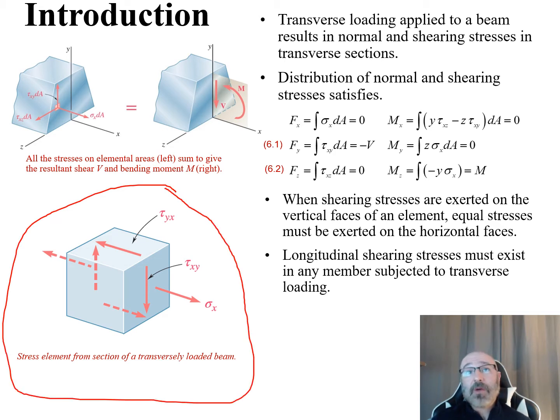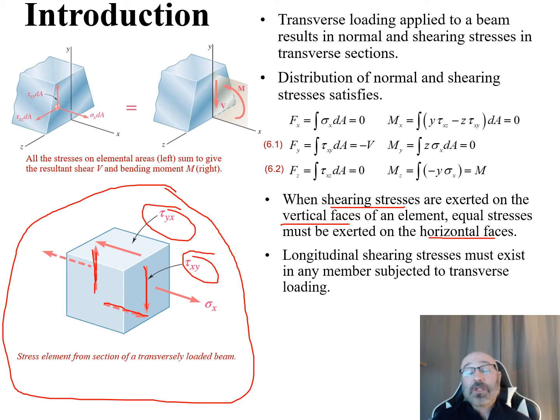And one thing that we want to note about this is that when shearing stresses are exerted on the vertical faces right here, so you can see there's the vertical face right there, and the shearing stresses right there, equal stresses must be exerted along the horizontal faces. So we can now see there's one there, then the vertical, and there we go on our horizontal right there. So the same thing right here, we can see on the dotted line there, vertical and our horizontal right there.